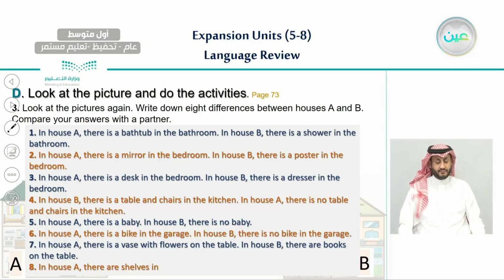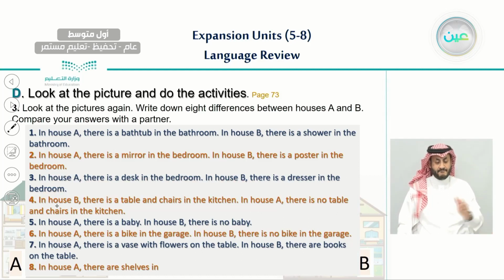So let's read here the examples. Number 1, in house A there is a bathtub in the bathroom, but in house B there is a shower in the bathroom. So this is the difference between these two houses. Let's read the second one. In house A, there is a mirror in the bedroom, and in house B, there is a poster in the bedroom. And number 3, in house A, there is a desk in the bedroom, and in house B, there is a dresser in the bedroom.